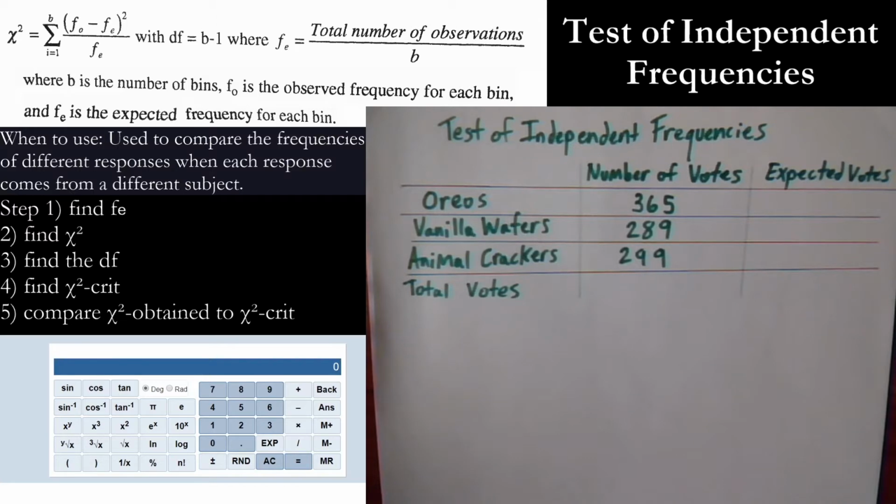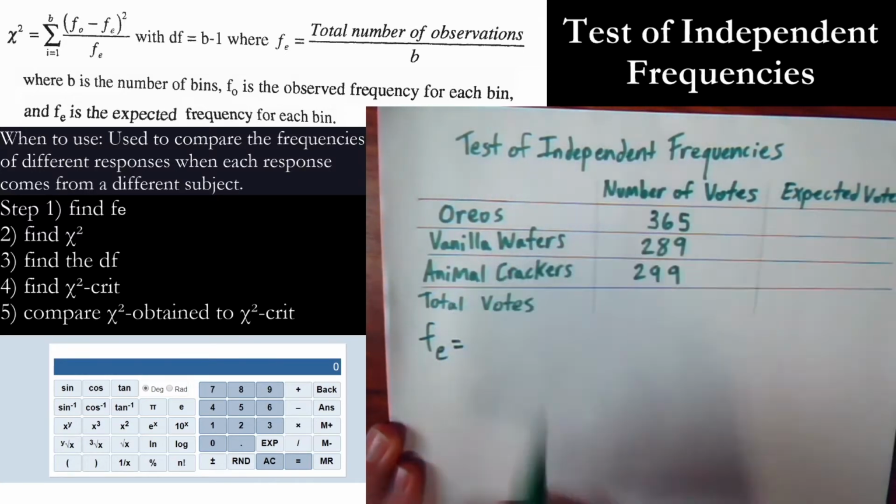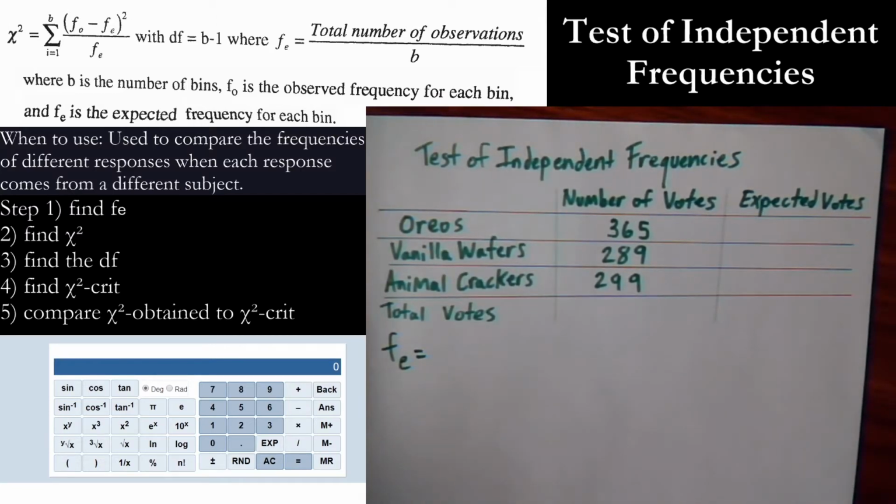The first step is to calculate f sub e, which stands for the expected frequency. The formula is on your screen. The expected frequency is the number of votes that we would expect to see if people did not have different preferences for these types of cookies. In other words, we want to know how many votes each type of cookie would have received if the votes had been evenly split between all three of them.